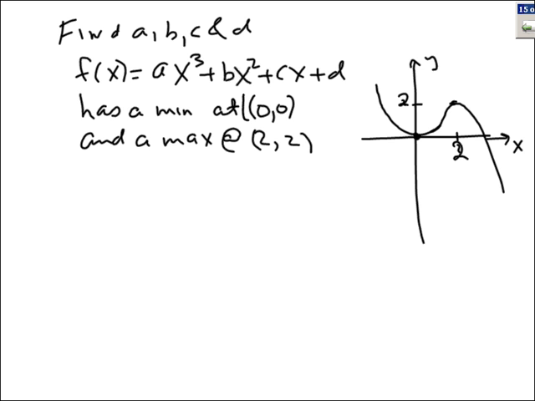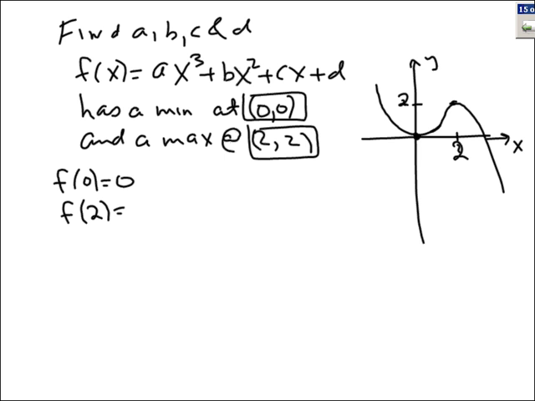Well, I don't care if (0, 0) is a max or a min or whatever. It's a point on the graph. That means f of 0 must be 0. This is a point on the graph. That means f of the x value, 2, must equal the y value, 2. And it has a min value when x is 0. That means the first derivative at 0 must equal 0.